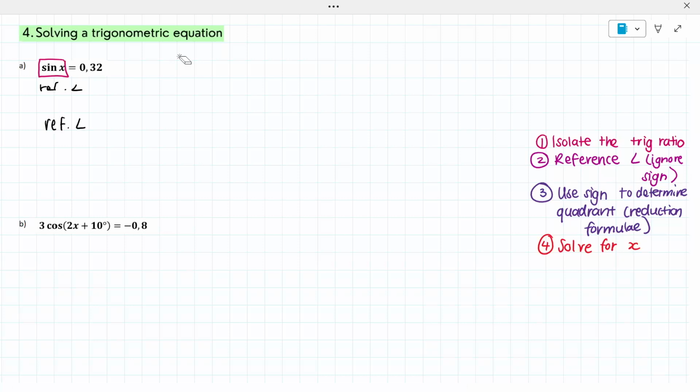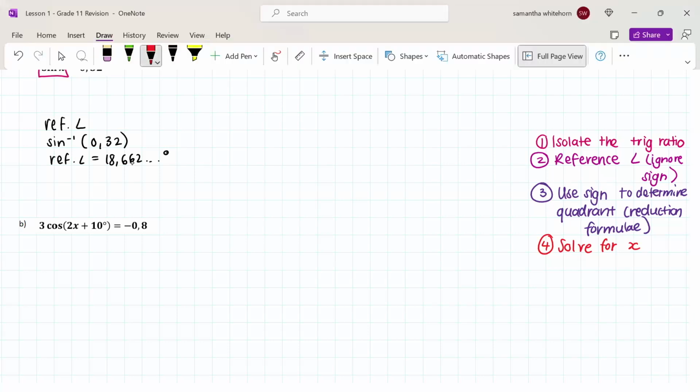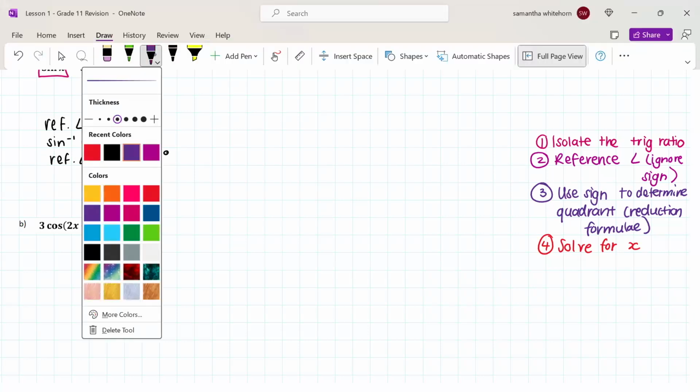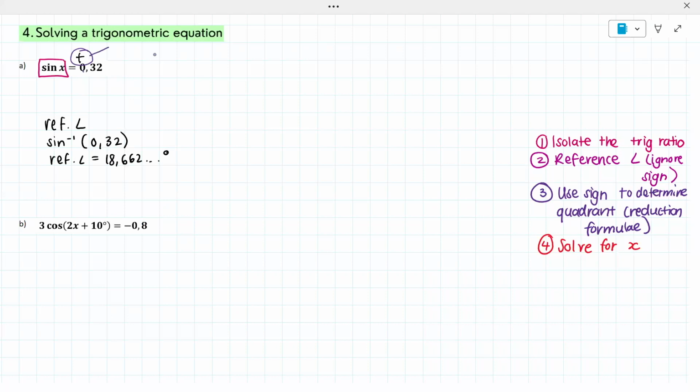So my reference angle. We ignore the sign of the ratio. So this is a positive 0.32, but I ignore that. I'm going to type into my calculator shift sine, so it'll give us sine^-1, and I type in the 0.32. Whatever that gives me is my reference angle. So this would be 18.662, and there's a whole bunch of decimals. That is my reference angle. I now use the sign of my original ratio, which in this case was positive, to determine my quadrants.